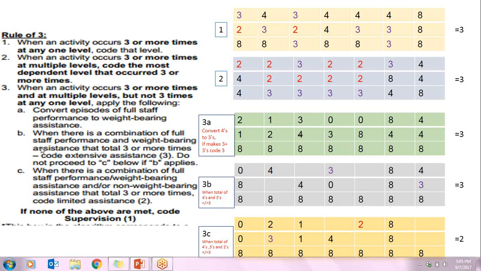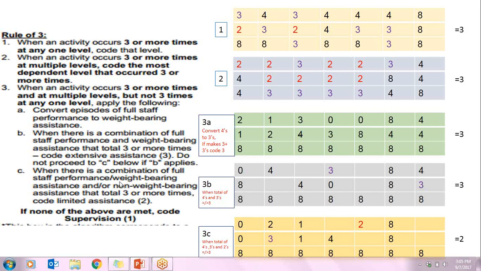When there's a combination of full staff performance and weight bearing that totals 3 or more times, you're going to code extensive. So for 3B, we've got 2 3s here, we've got some 4s, we don't have anything else going on there, you would code a 3. Say when the 4s and the 3s equal 3 or more times, you're going to code a 3.